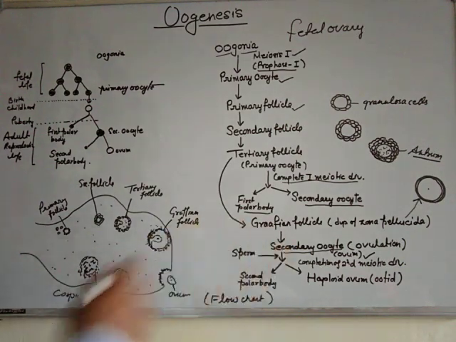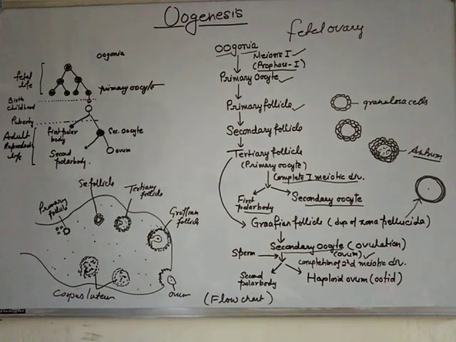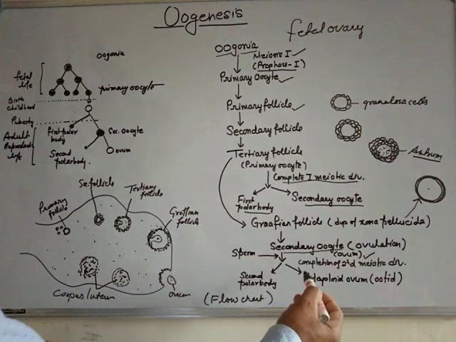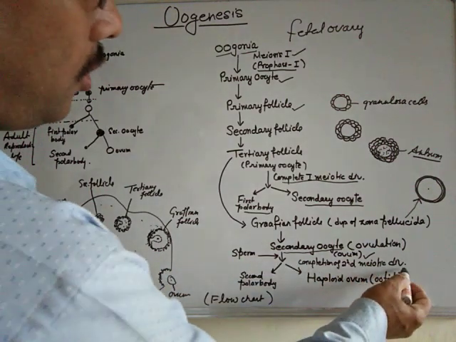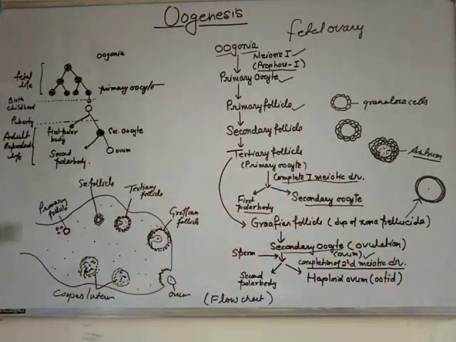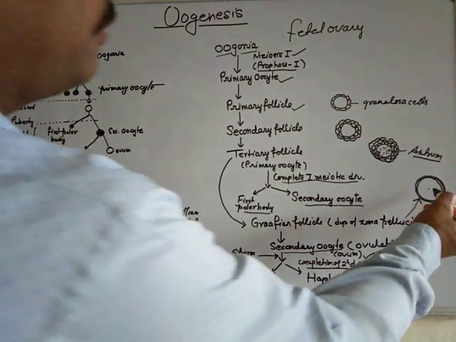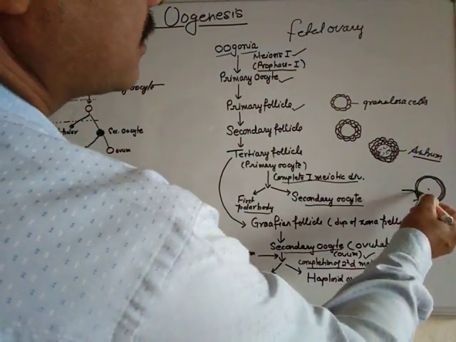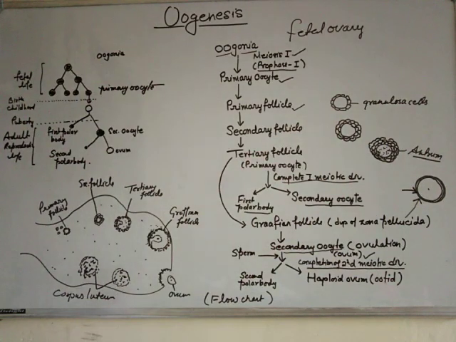Now when this secondary oocyte encounters a sperm, then what happens? Then there is completion of the second meiotic division. When the sperm encounters the secondary oocyte, that is the ovum, the sperm penetrates the ovum with the help of its head, as you know, the head is known as the acrosome, which has lytic enzymes.